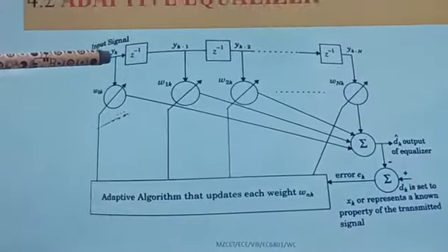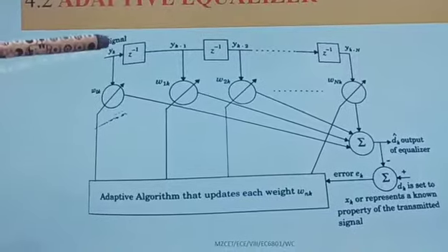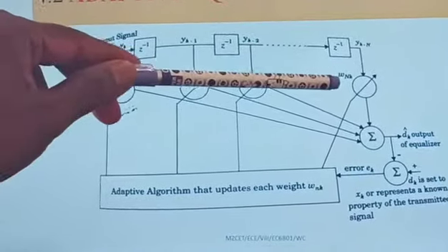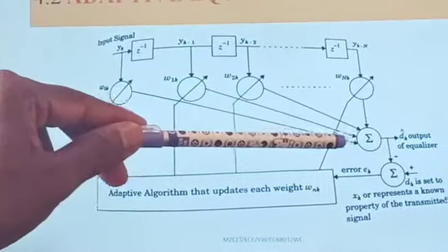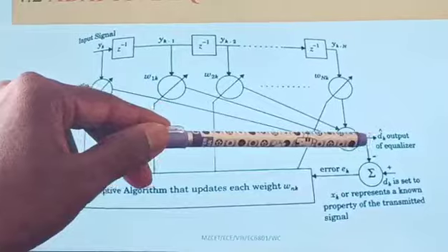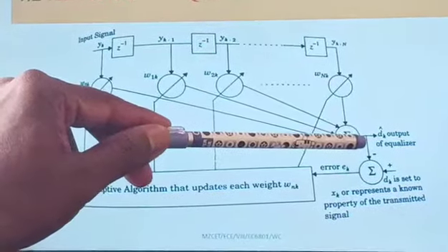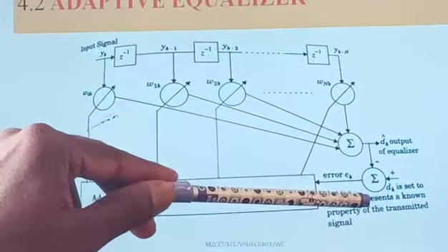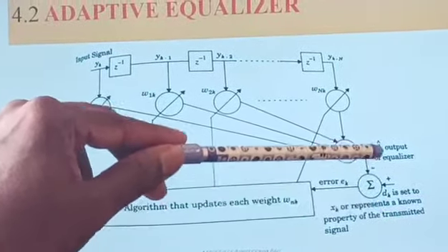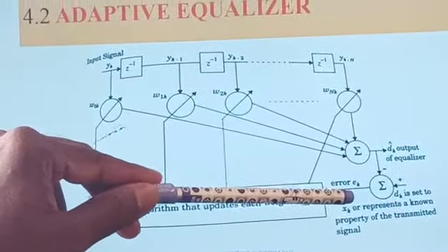The input signal Yk and its delayed version are multiplied by their respective filter coefficients, and the sum of products is given as the output of the adaptive equalizer, dk cap. This output of the adaptive equalizer is compared with the actual output dk. This difference between dk and dk cap is known as the error signal.